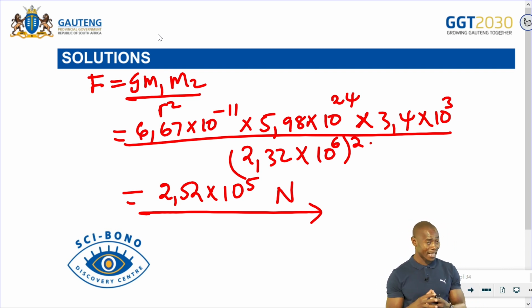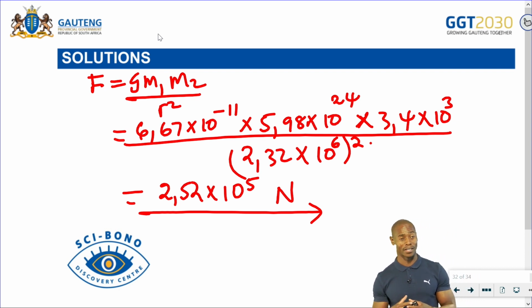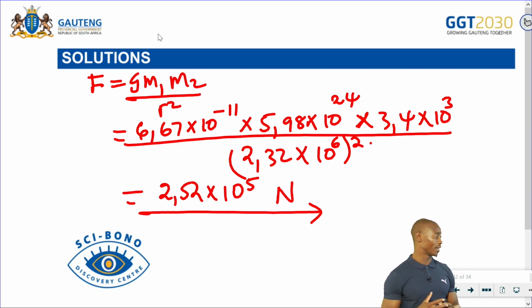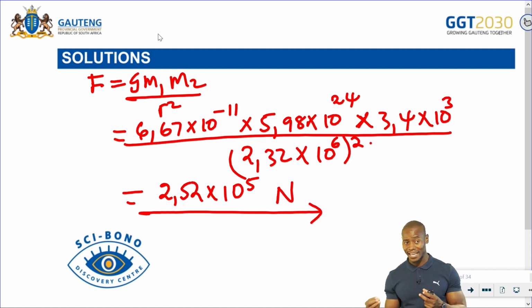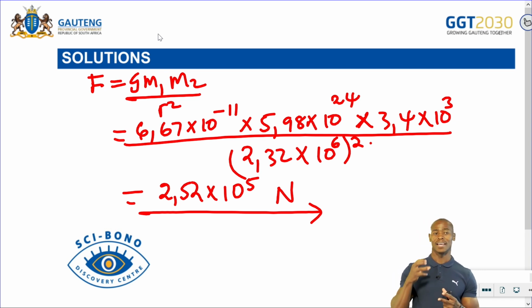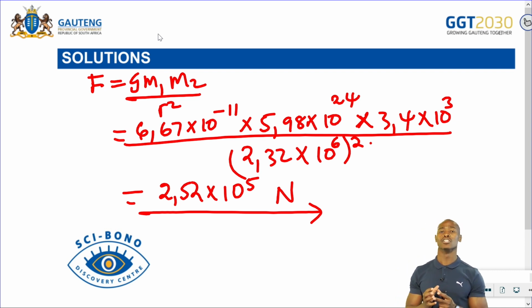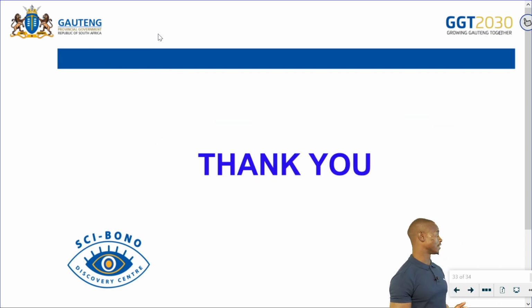or the force that the satellite exerts on planet Earth, or the force that the Earth exerts on the satellite. Remember, those two forces are equal in magnitude but acting in opposite directions. So the magnitude of the force that the Earth exerts on the satellite is 2.52 times 10 to the power 5. Even the force that the satellite exerts on planet Earth is still 2.52 times 10 to the power 5 newtons. All right. So application of Newton's third law.